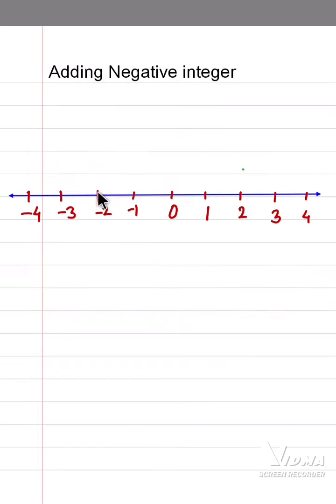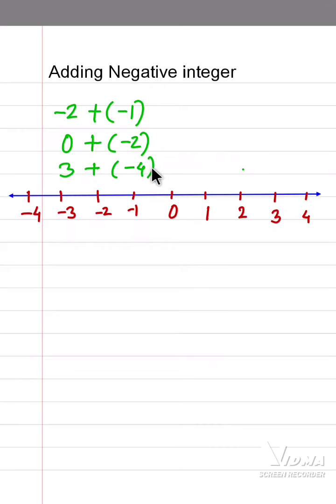Now look here, we have one more. When we add a negative integer to any kind of integer, again we can see the first integer may be negative, or 0, or a positive integer. But we are now adding a negative integer to a negative integer, to a 0, or to a positive integer. So let us see with some more examples.